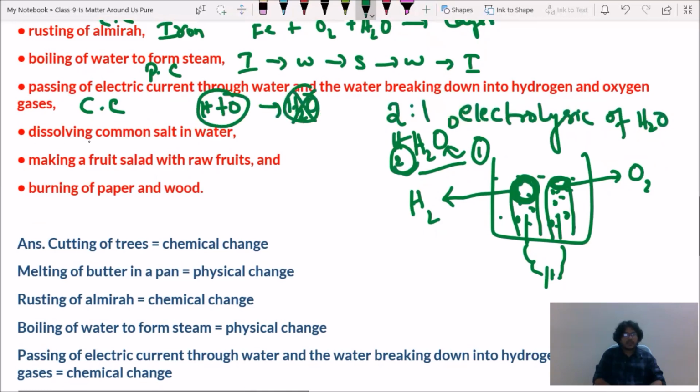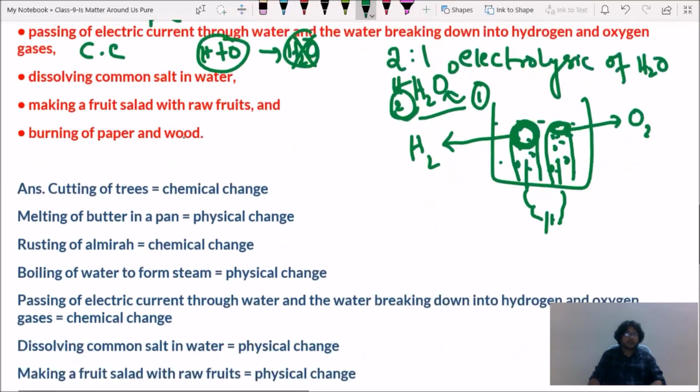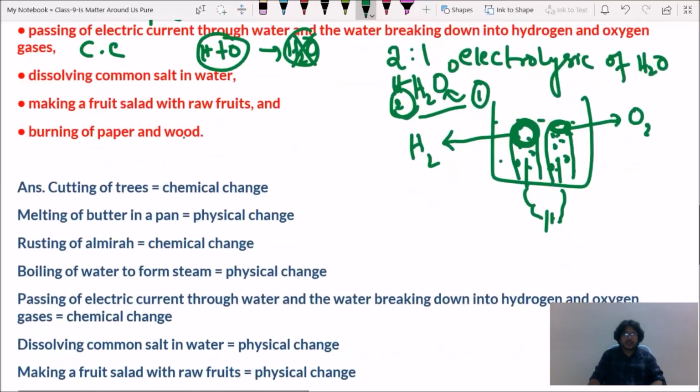Next, dissolving common salt in water. If you dissolve common salt, I told you we can separate salt and water by the evaporation technique. So this is a physical change.